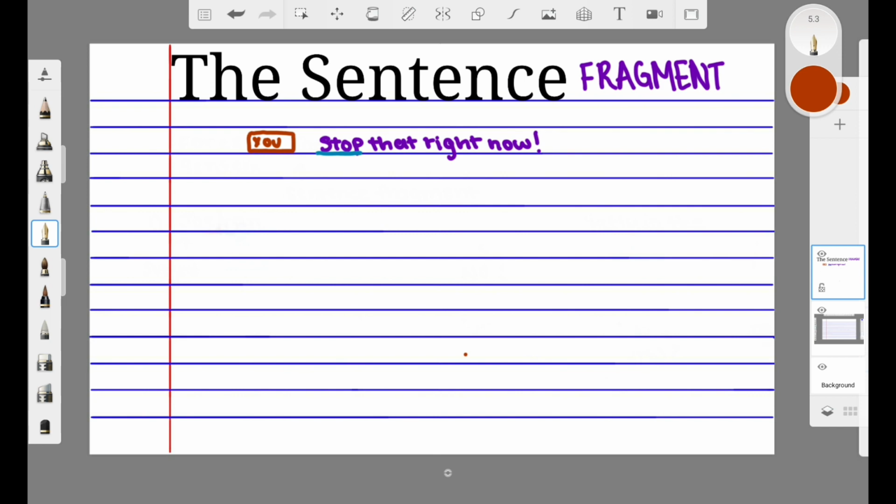So you is the understood subject here, even though we don't say, "You stop that right now," because that would be a little bit awkward sounding. And sometimes, like in everyday conversations, we wouldn't say something like this. So in these cases, this is still a sentence. It is not a fragment because the subject is understood and then there's a verb.